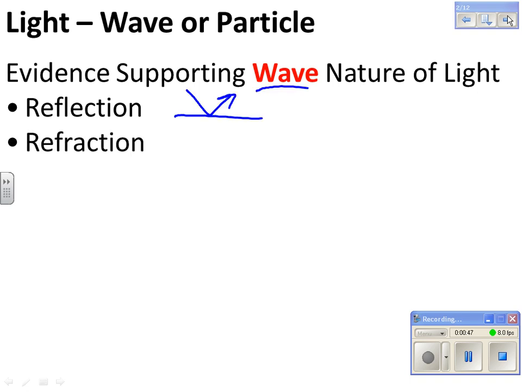Also refraction. We talked about that in a little more detail in the last video. If here's the normal, it's going to go there. It's going to bend towards or away from the normal. So we'll go through the process of refraction. If you want to draw on these pictures, feel free.